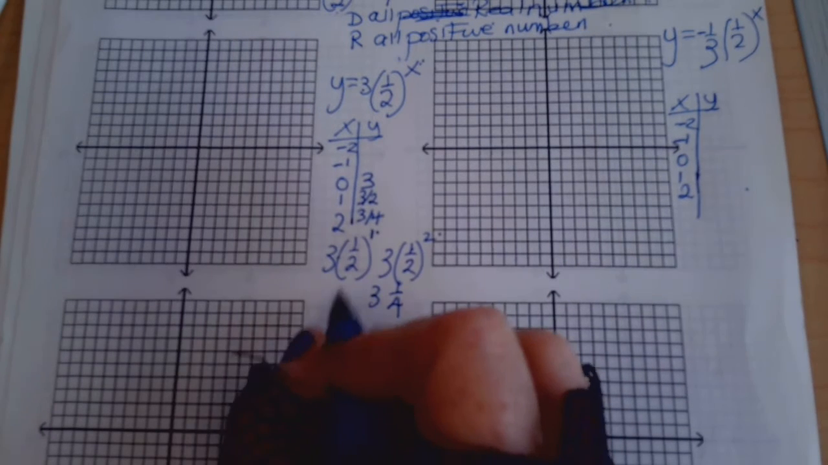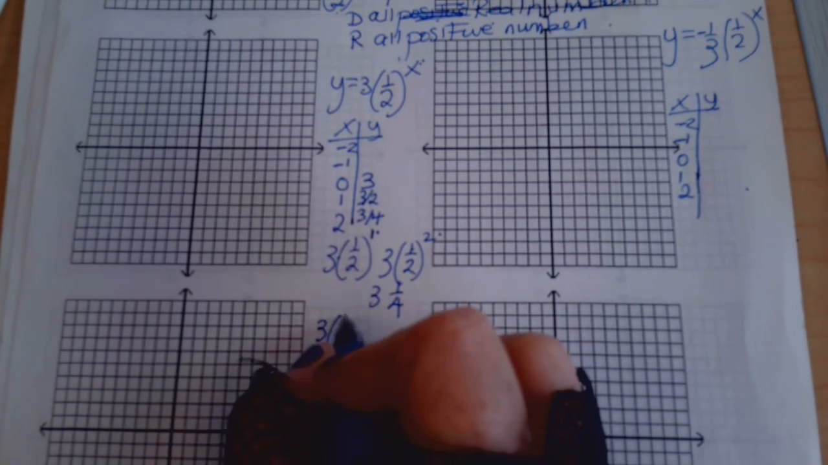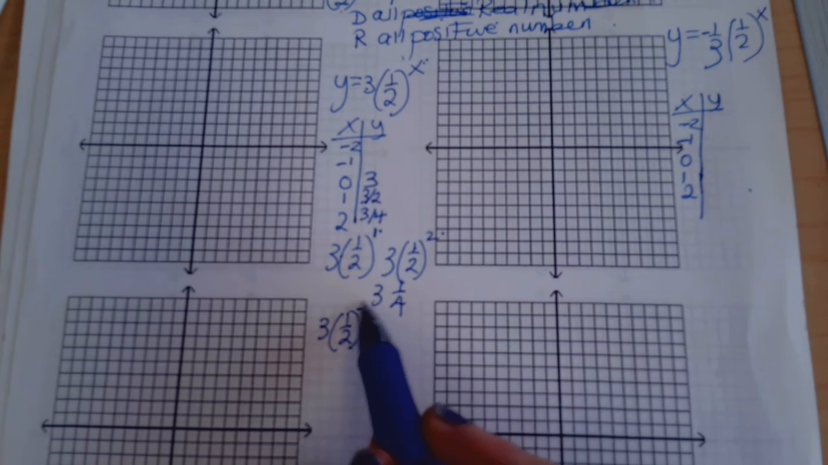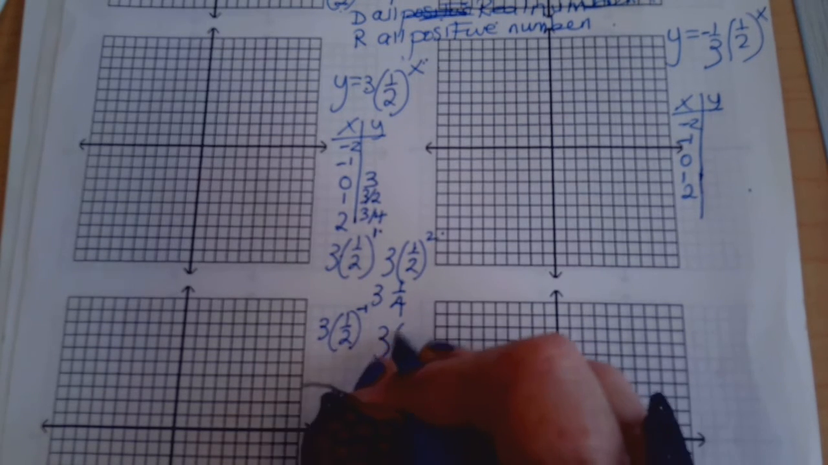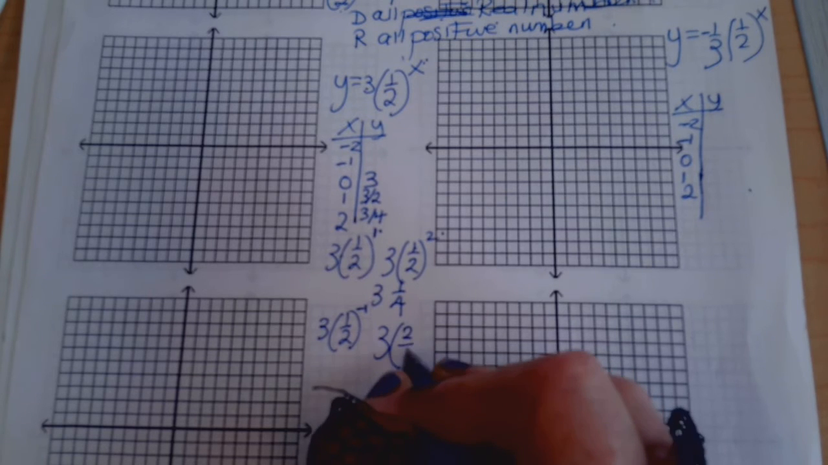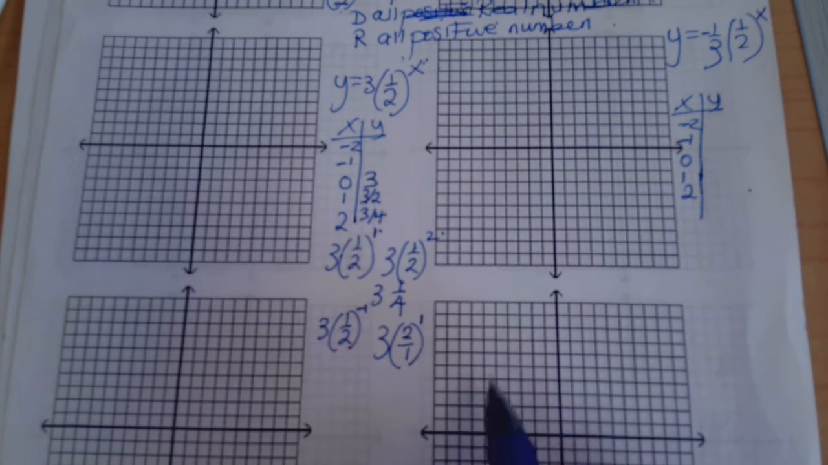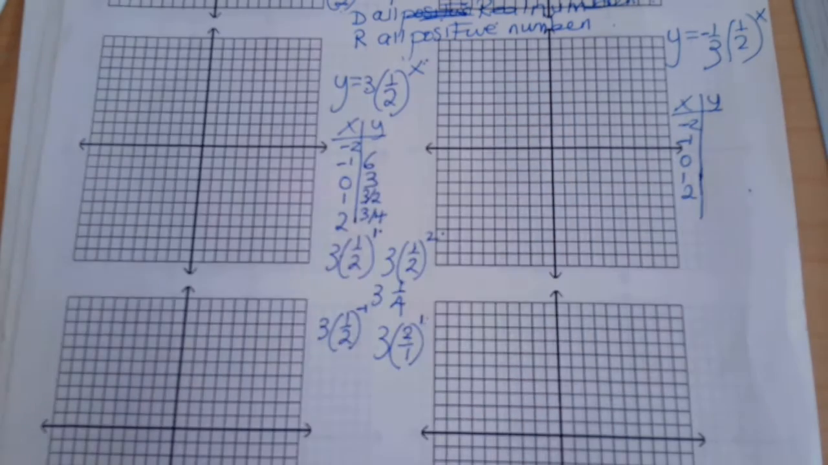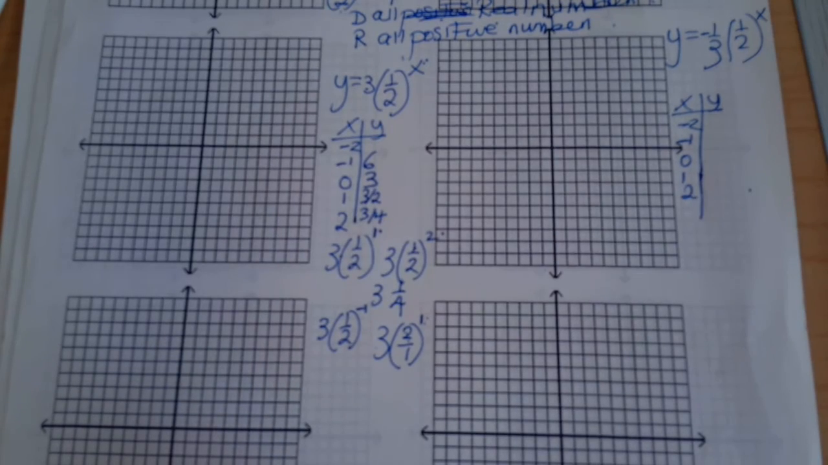All right, so now I've got 3 times 1/2 to the -1. So watch, this is going to make the number larger, because remember, to get rid of this -1, I have to flip the fraction inside. It makes it a positive. So 1/2 becomes 2/1 raised to the first power. 2 raised to the first power is just 2, and 2 times 3 is 6. So just like we said, you should get a positive.